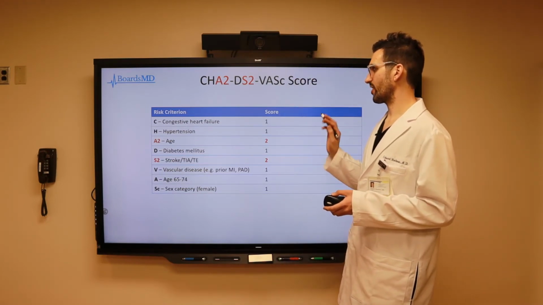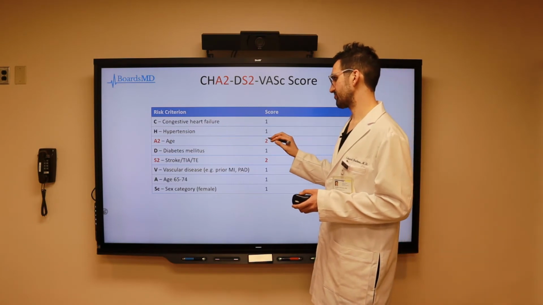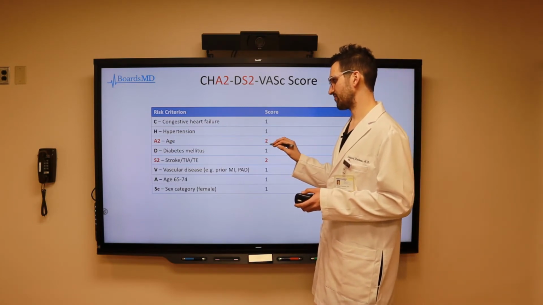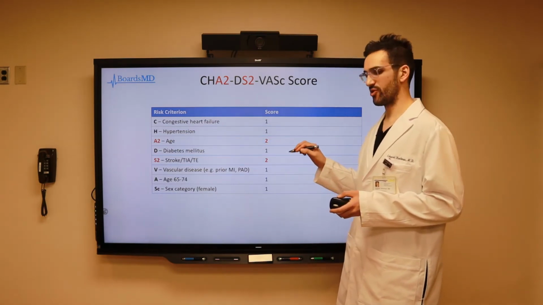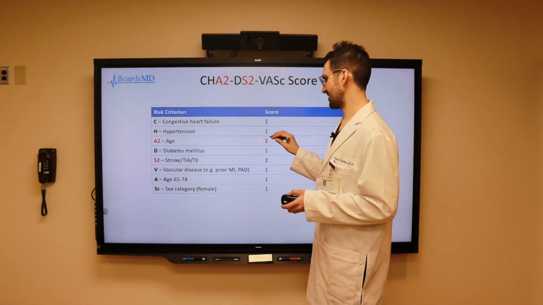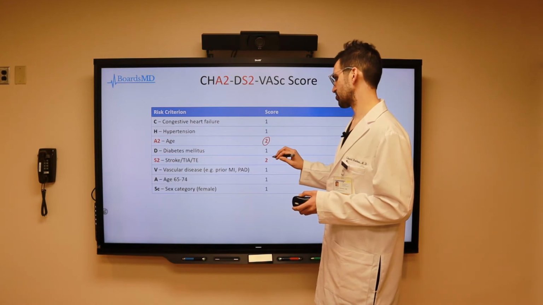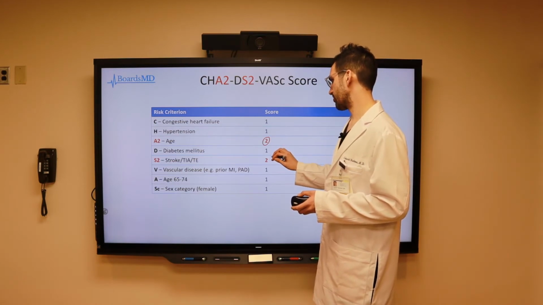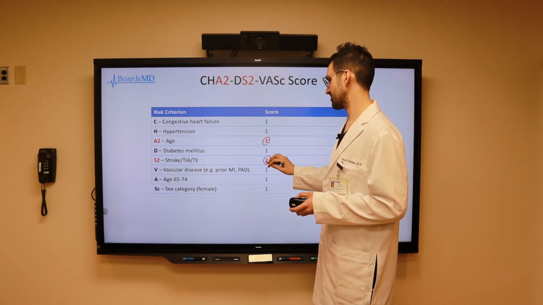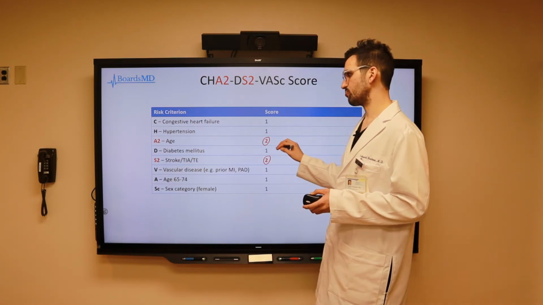And very important right off the bat to point out here that we have two criteria which are going to give the patients 2 points rather than 1 point. These include having an age that is 75 or greater, as well as having a stroke, TIA, or a thromboembolism in the past. Either of these will give the patients 2 points.